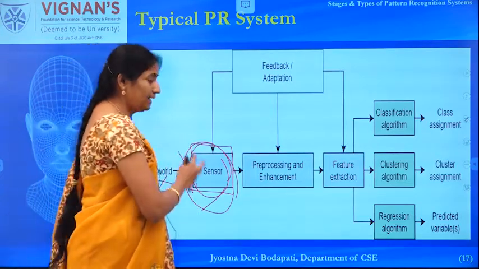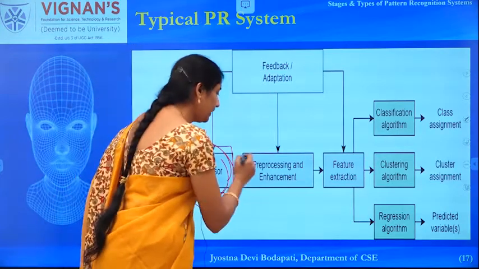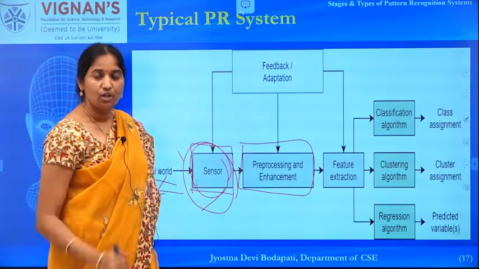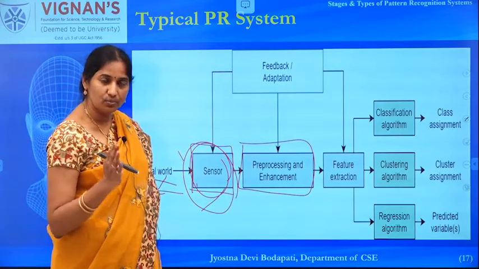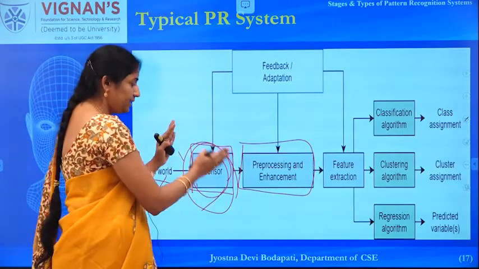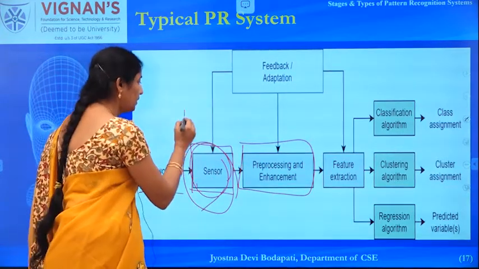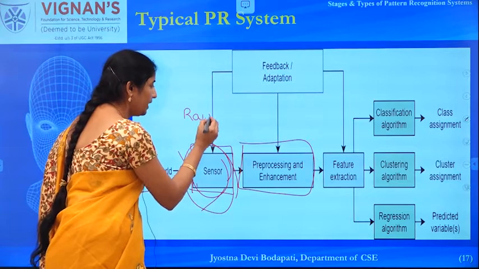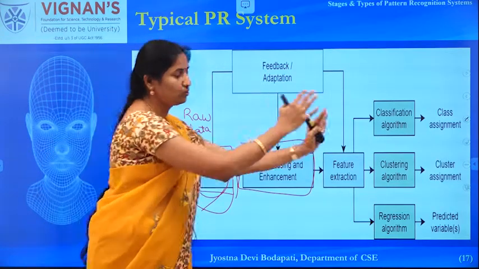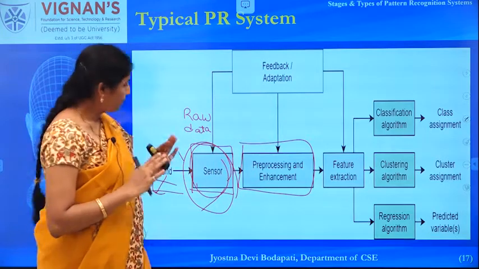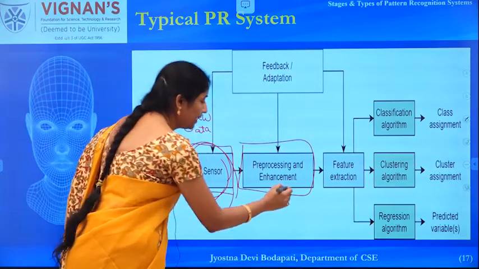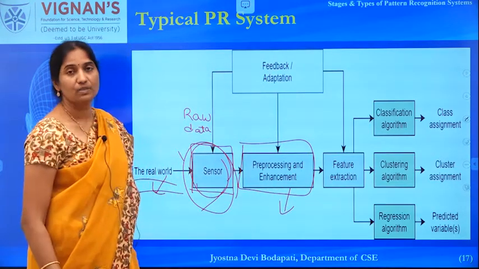Okay. So once you collect the data, the next process is pre-processing and enhancement. The need for this step is very, very important. You cannot directly give the raw data. Whatever data you are collecting from the real world is basically called raw data, and this raw data cannot be given to your algorithms directly. So you need to apply some algorithms on that. They are called pre-processing and enhancement algorithms.